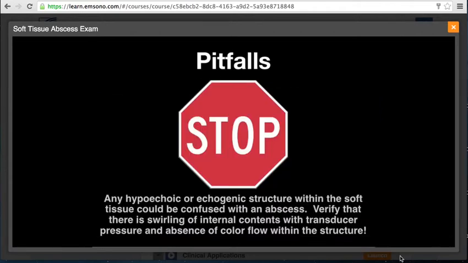So what are some of the pitfalls? The first thing I want to bring up here as a key point is that any hypoechoic or echogenic structure within the soft tissue could be confused with an abscess. You need to verify that there is swirling of the internal contents with transducer pressure. And if you have any doubts or if you're scanning in a high-risk area where lymph nodes may be present, I would advocate applying color Doppler to verify absence of color flow within the structure.